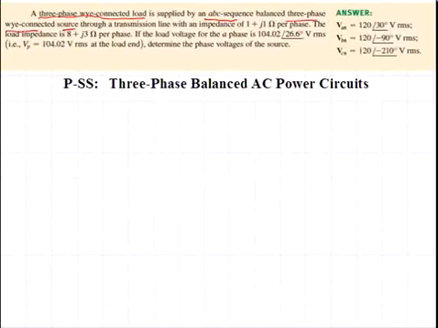There's a transmission line with an impedance of 1 plus j1 ohms between the source and the load, and the load impedance is 8 plus j3 ohms in each phase. We are told that the load voltage for the A phase is 104.02 at an angle of 26.6 degrees volts RMS, and then we are requested to determine the voltage necessary at the source to provide that load voltage. So the first step will be to draw an equivalent circuit for one of the phases in this system.